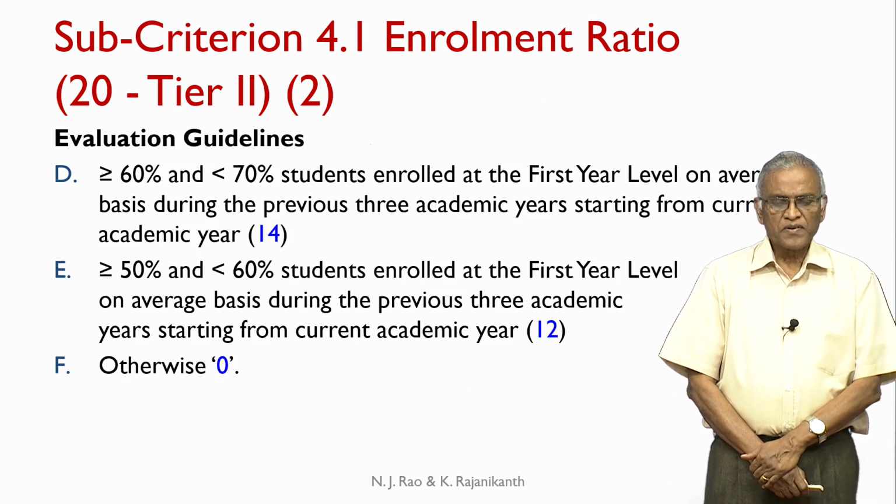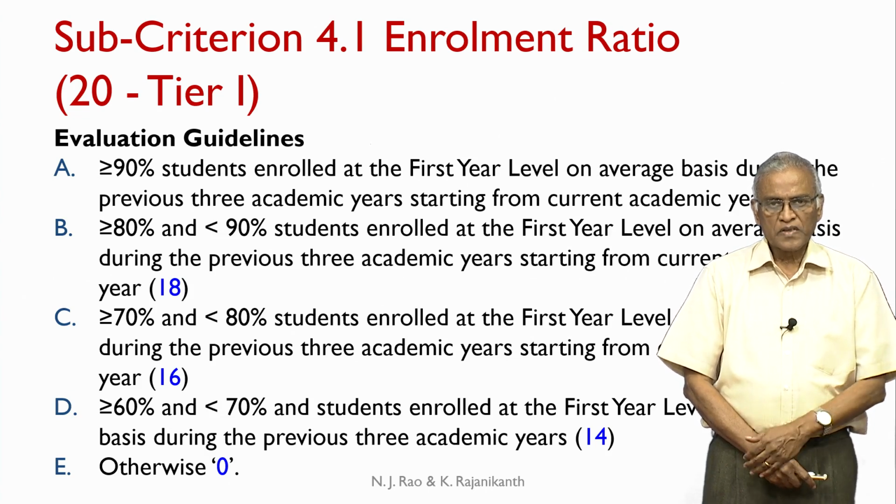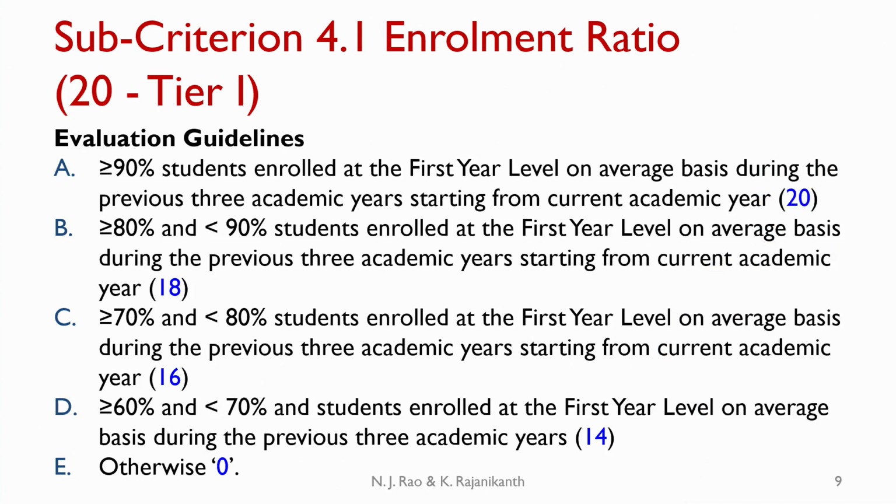Whereas it is slightly different for tier 1 institution. So here also enrollment ratio carries 20 marks, but more than 90% the marks are 20. Between 80 and 90 you have 18, between 70 and 80 you have 16, and between 60 and 70 you get 14. Anything less than 60, unlike 50% in the tier 2 institution, you get 0. That is the difference between tier 1 and tier 2 institutions.